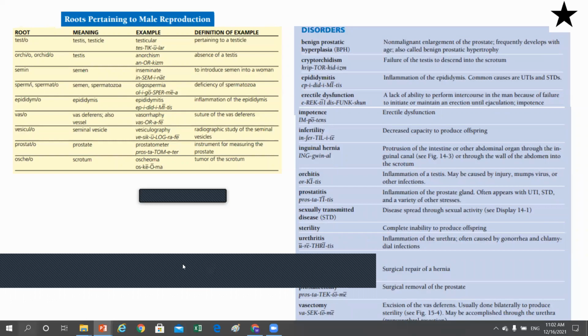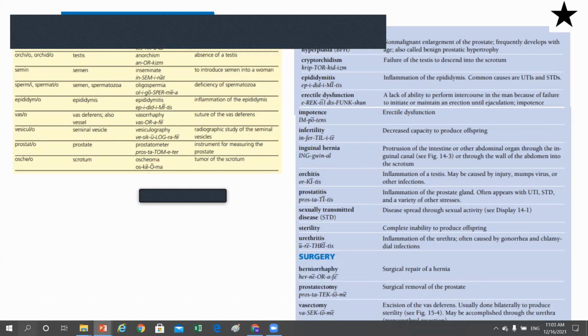So basically both terms are for decreased or absent production power. The person becomes sterile; the subjective form we will use is sterile. Then urethritis, swelling of the urethra, is again caused by infections like gonorrhea, a sexually transmitted disease. Then we have chlamydial infection. So these infections cause swelling of the urethra, urethritis.